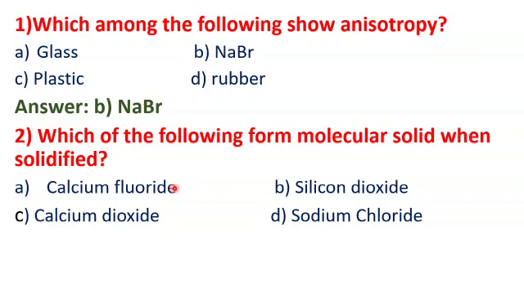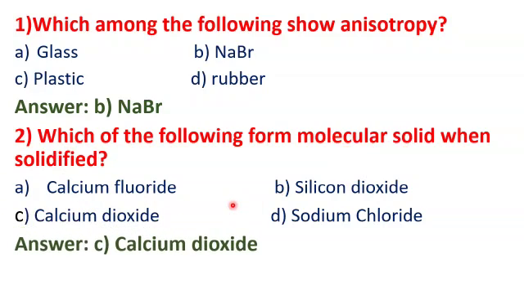So solids mainly can be classified into four categories: ionic solids, covalent solids, metallic solids, and molecular type of solid. And if you observe the example for each type of solid, calcium fluoride is an example for ionic solid, and sodium chloride is also a type of ionic solid. Silicon dioxide is an example for covalent or network type of solid, but calcium dioxide is an example for molecular solid. Hence, our answer will be C. Calcium dioxide.